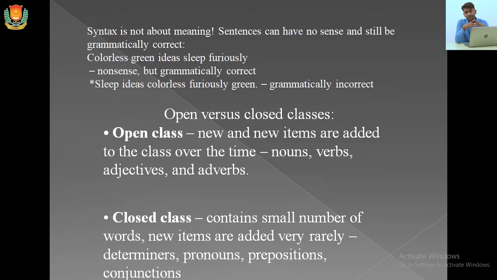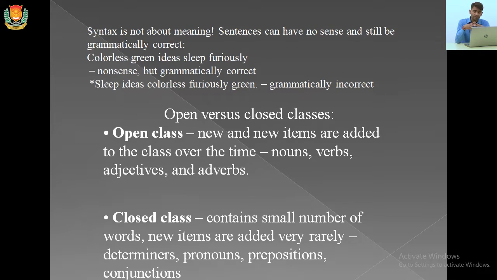Maybe equality. If I talk about bravery, if I talk about fear, if I talk about weakness, these types of words are actually abstract nouns. So these types of words can be added from time to time.